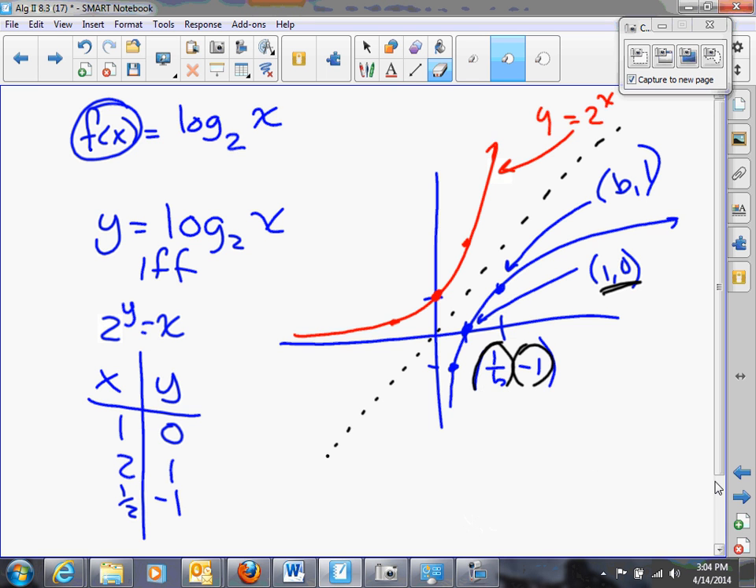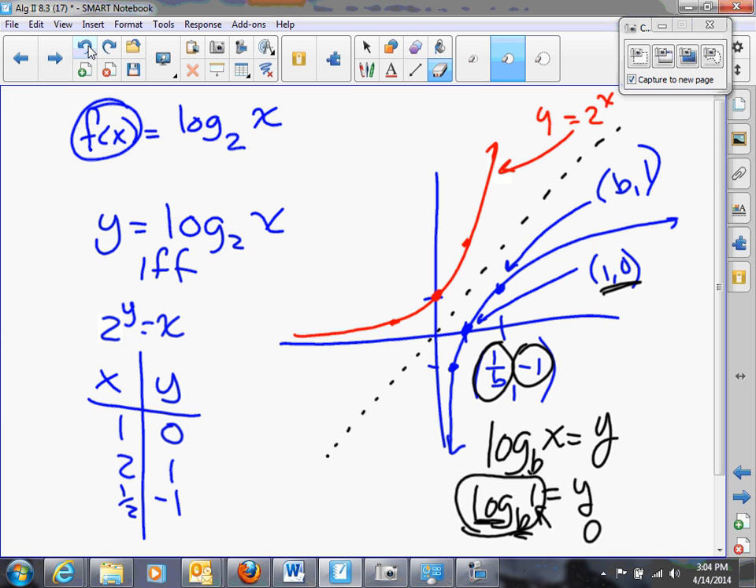Oops, I shouldn't have grabbed that. Let's just get that part back. I just want to get rid of this part here.